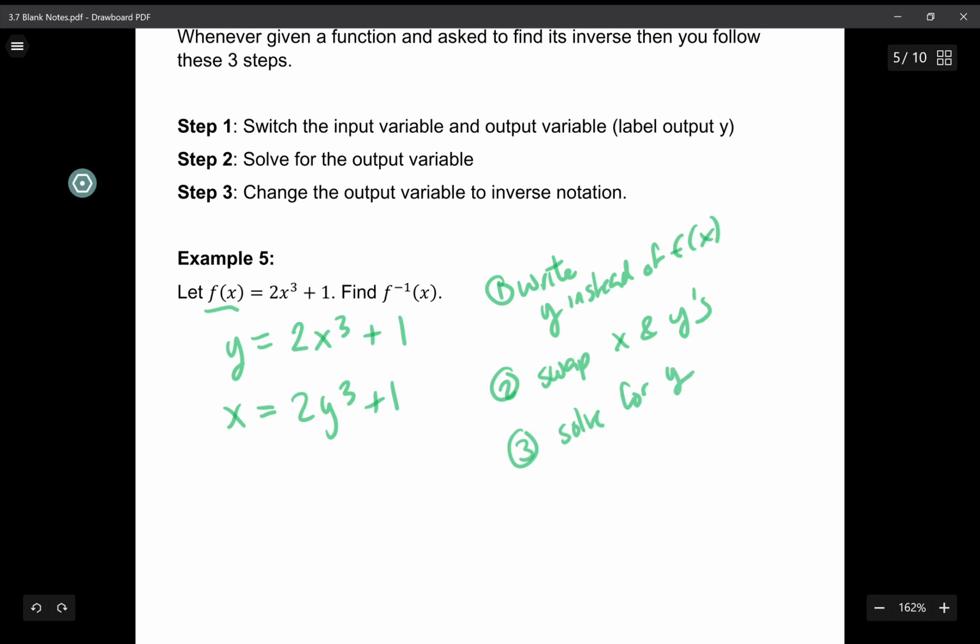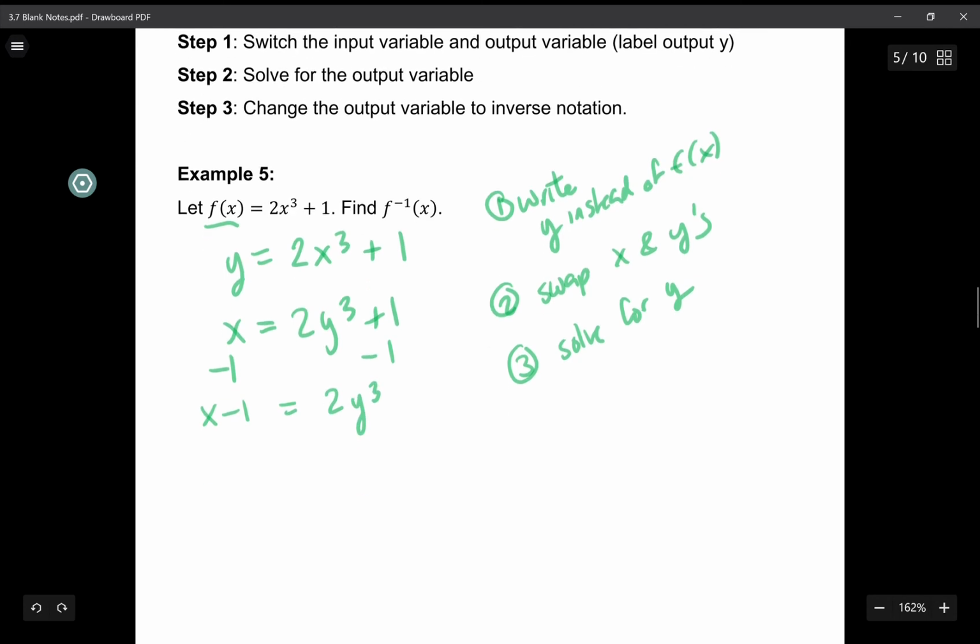Now, if you have different variables, you have to be a little more careful, but I think it's easier if we just try it with x and y's first. So to solve this for y, we need to first subtract 1. That gives me x minus 1 equals 2y cubed. Now I need to divide by 2. I have x minus 1 over 2 equals y cubed.